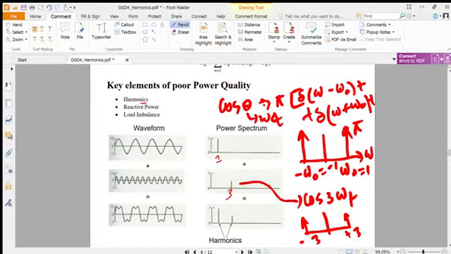The amplitude is lower for the third harmonic because as the order of the harmonic increases, the amplitude of the signal reduces. Power is directly related to the amplitude of the voltage or current, because P equals A squared by 2 for a sinusoidal signal. So if A is reduced, then power will definitely reduce.